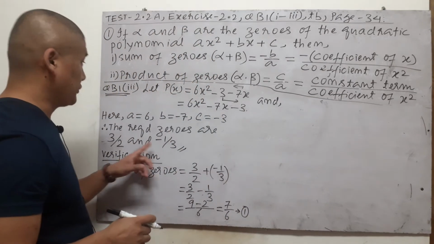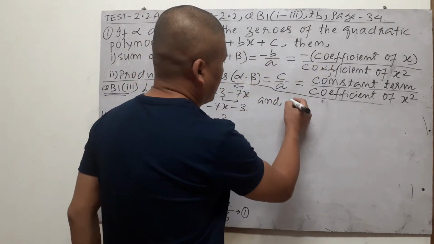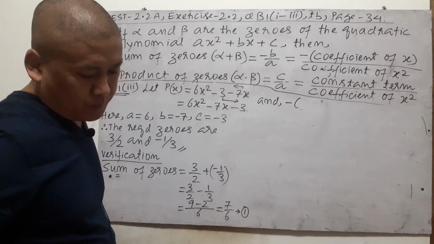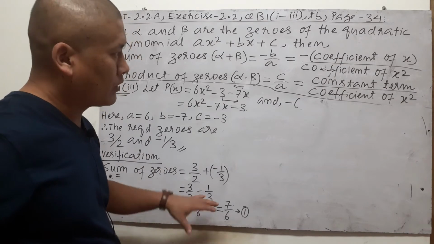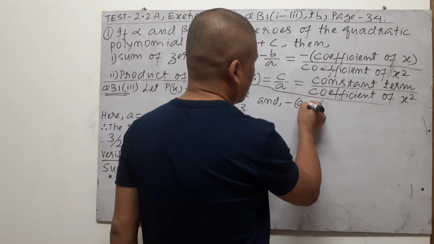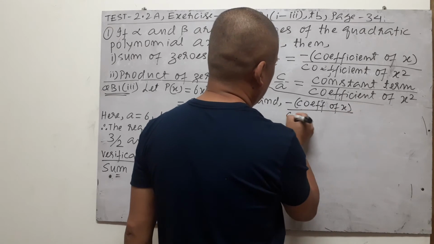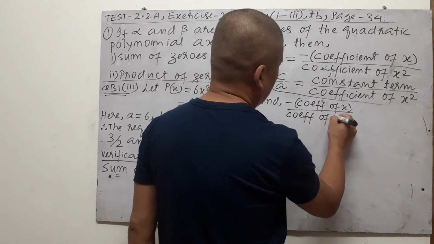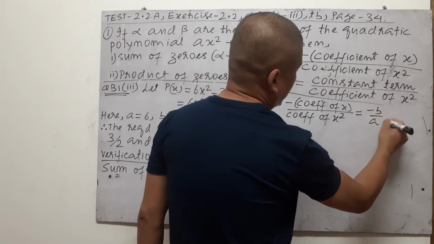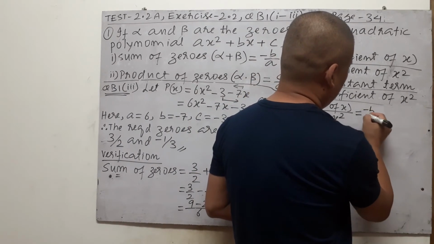In terms of the actual roots, sum of zeros, the right side here, in terms of coefficients, we verify the relationship between the zeros and the coefficients. So we're going to use the right side here. So minus coefficient of x by coefficient of x square, the formula is minus b by a. So we can do it directly here, minus b by a.